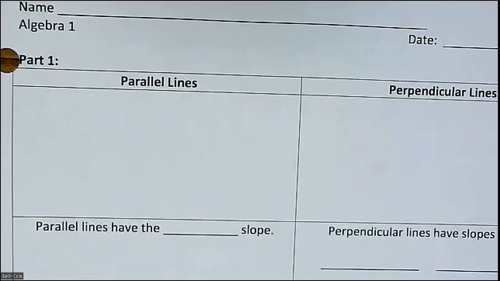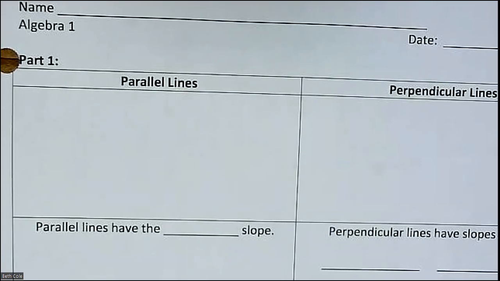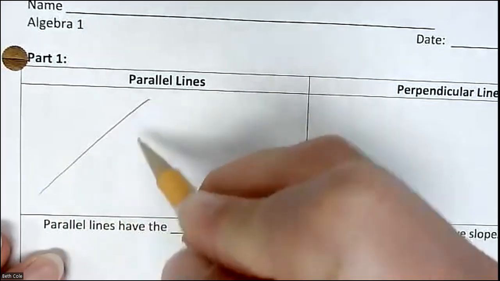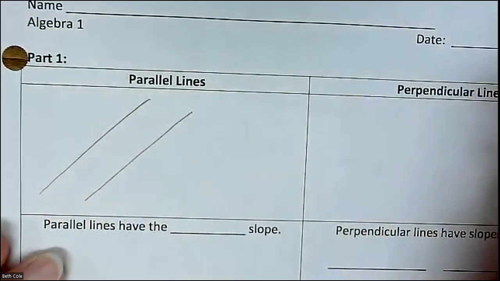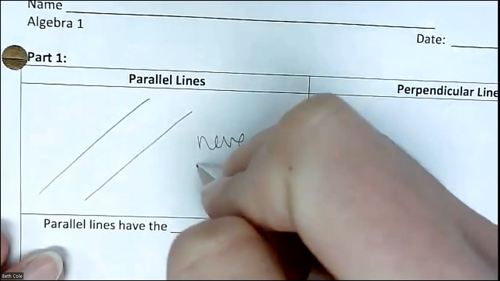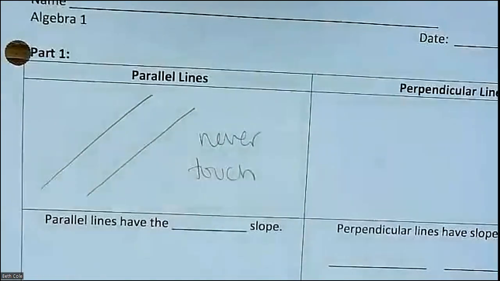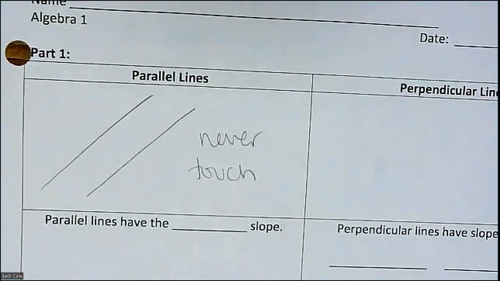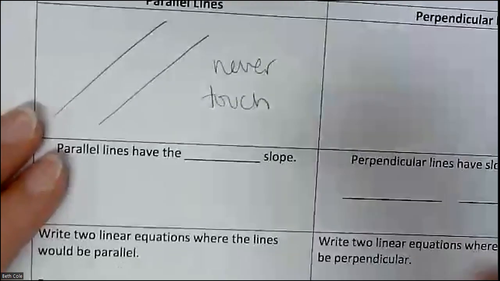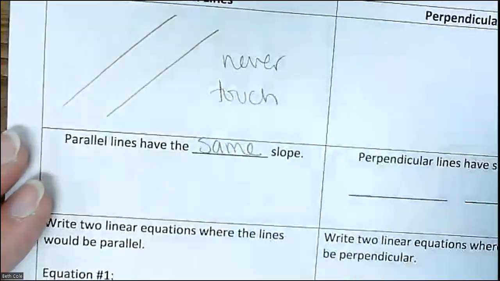All right, so this is on parallel and perpendicular lines. Parallel means that they look like this. They run alongside each other and they never touch. They aren't going to intersect. They look like railroad tracks. So what do you think that means about their slopes? If they run alongside each other like that, they have the same slope.